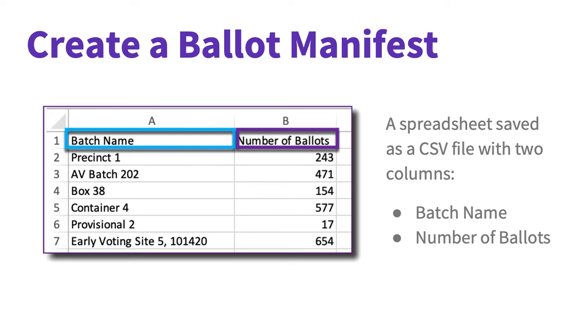To create a ballot manifest for ballot polling and batch comparison audits, you just need to create a simple spreadsheet with two columns. The first column, titled Batch Name, is for your container name, and the second column, titled Number of Ballots, is where you indicate the number of ballots in each container. The batch name is personal to your jurisdiction. When a ballot is selected, what name will tell you exactly where to find that ballot? Once the spreadsheet is complete, be sure to save the file as a CSV file.